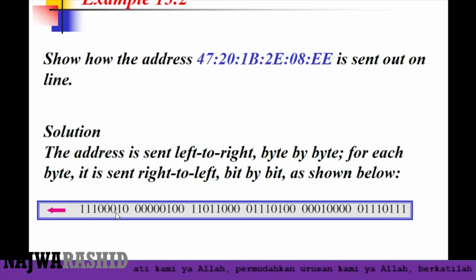So that's all. The first thing, you need to convert the hexadecimal into the binary, and then follow these rules. Left to the right for the byte, right to the left for the bits.